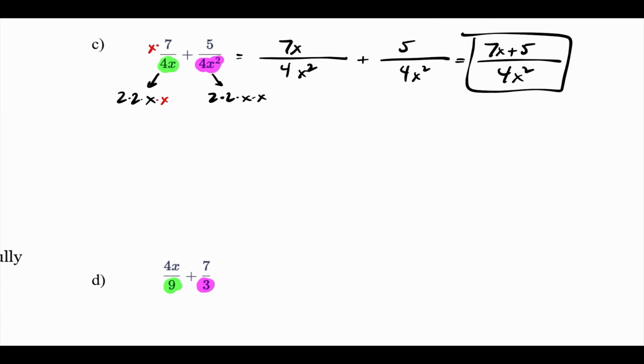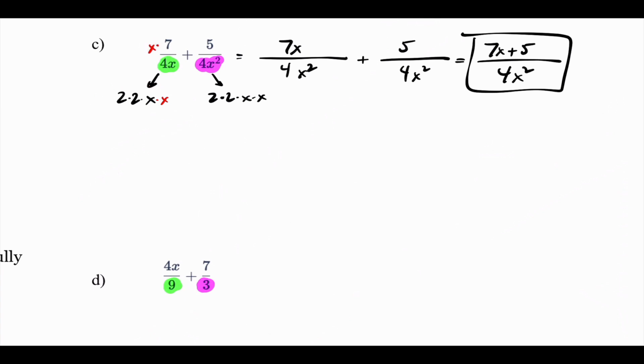Okay, so I did the first one already. So broke down 4x and 4x squared. The only thing that was missing, the first one needed an x. The green one up here needed an x. The green denominator here just needed an x, so I had to put an x up here.